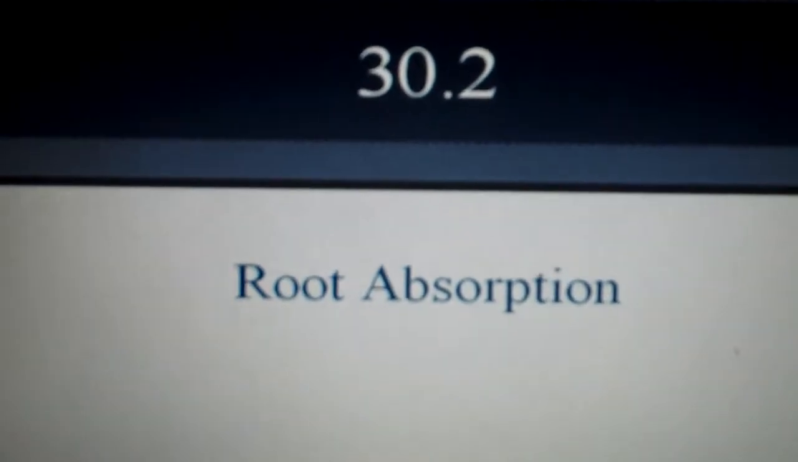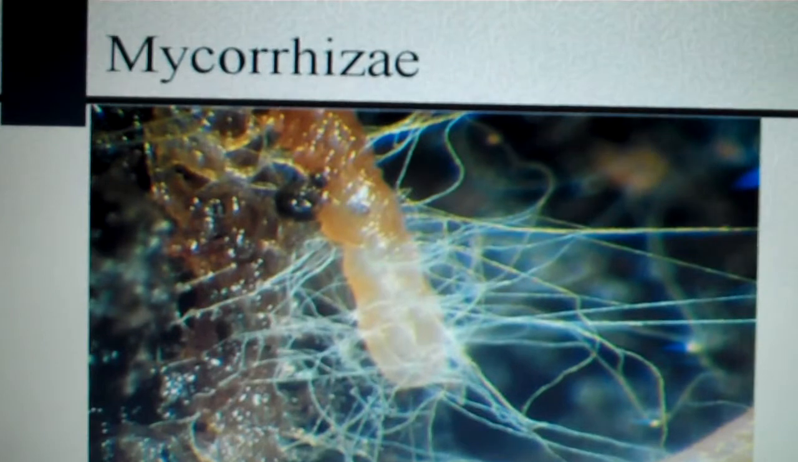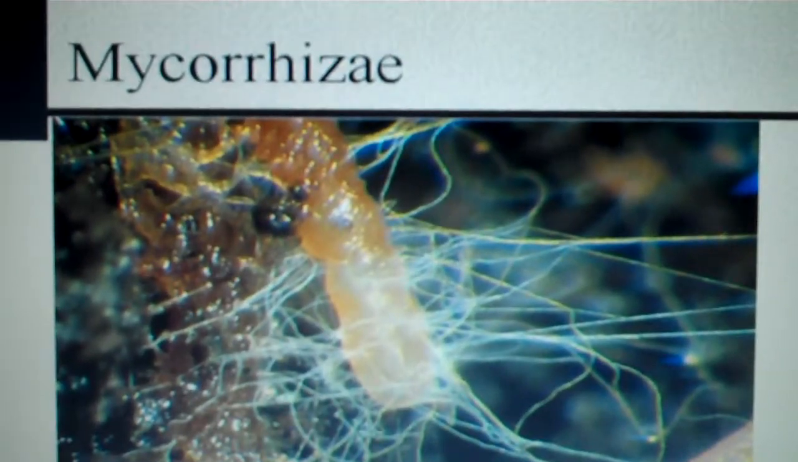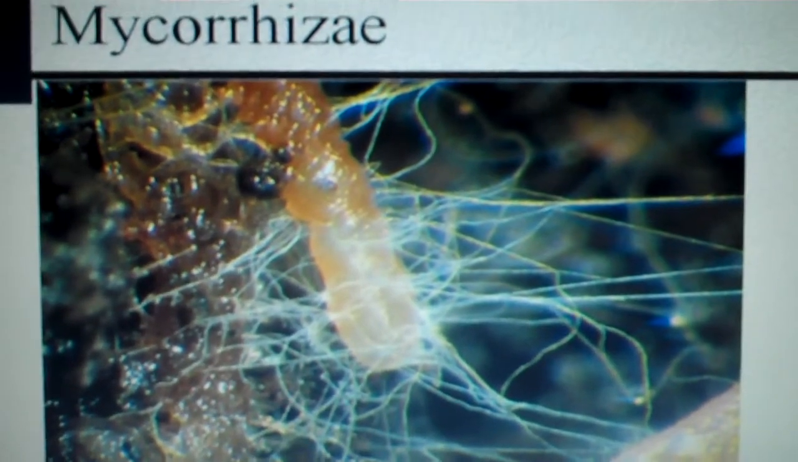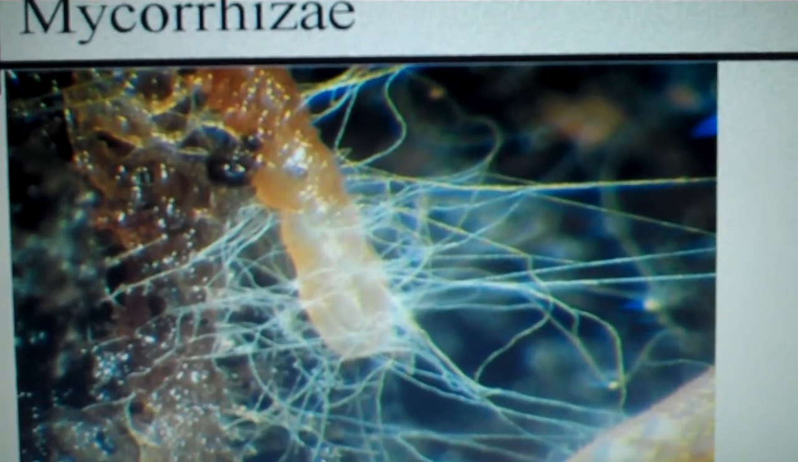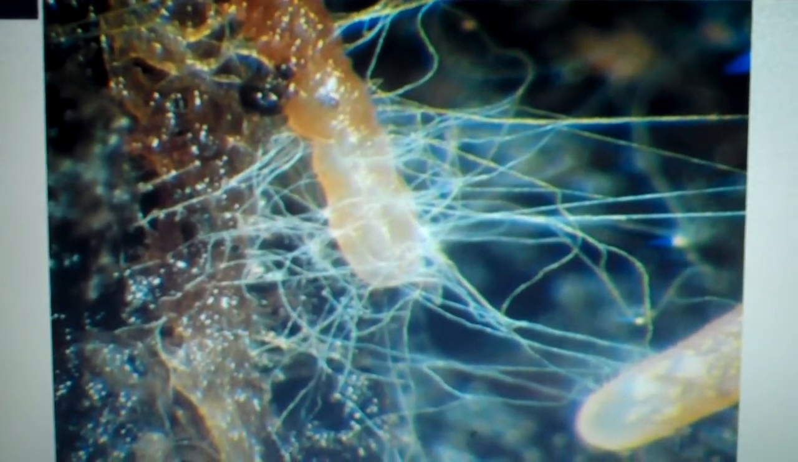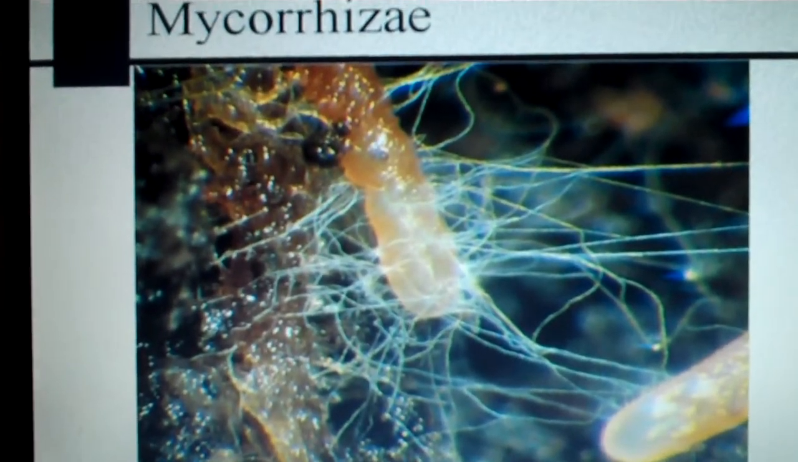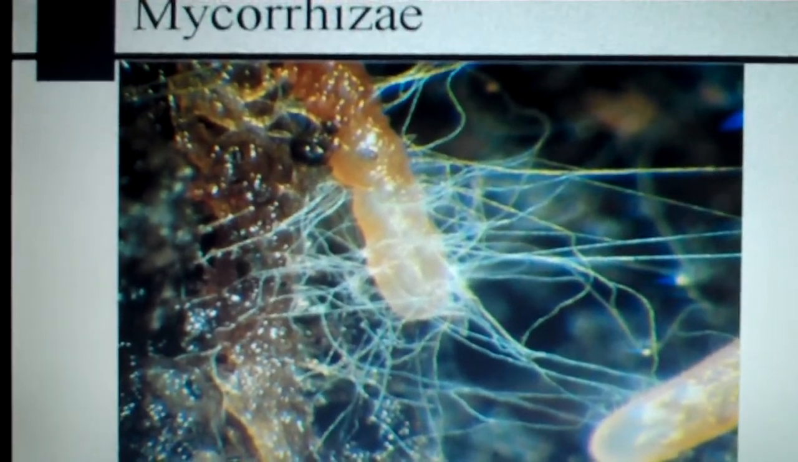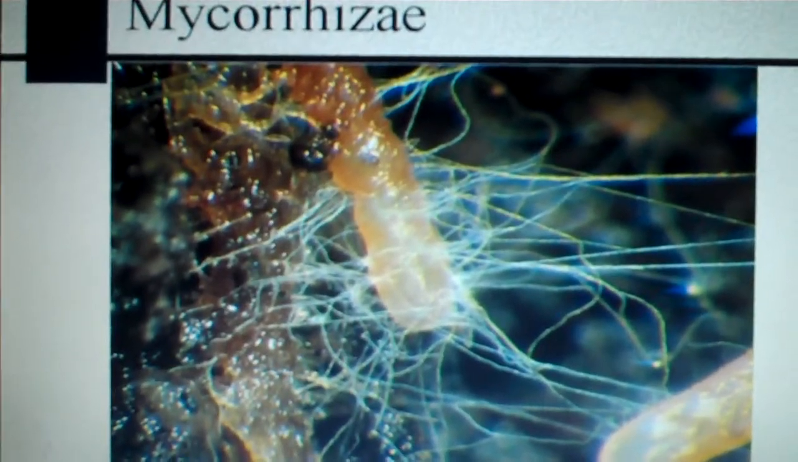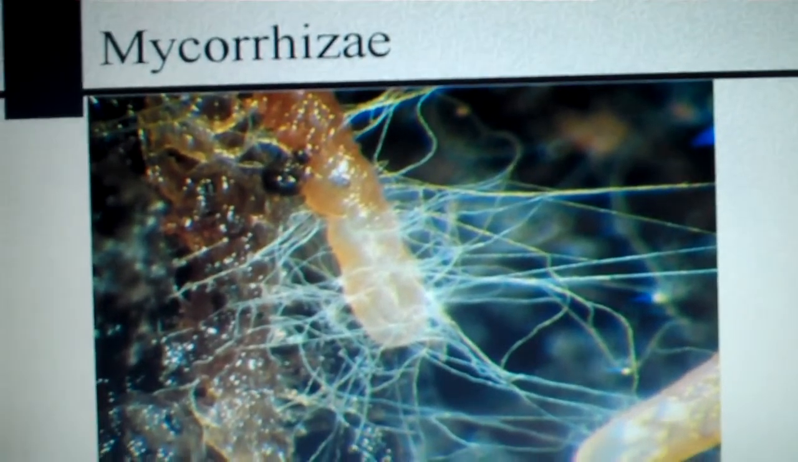30.2 Root absorption. So one way that roots are going to absorb water is through mycorrhizae. Now mycorrhizae is a symbiotic relationship between a fungus and a plant's roots. Now the fungus is going to help increase the surface area for the plant. So the fungus will absorb nutrients and water from the surrounding soil and then transfer some of that to the plant, thereby helping the plant to increase the amount of water and nutrients it absorbs.